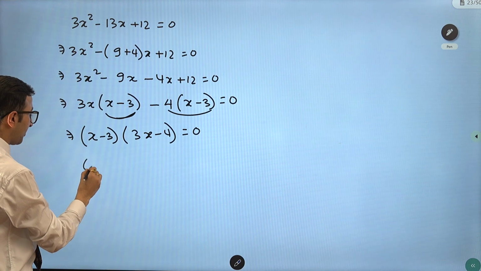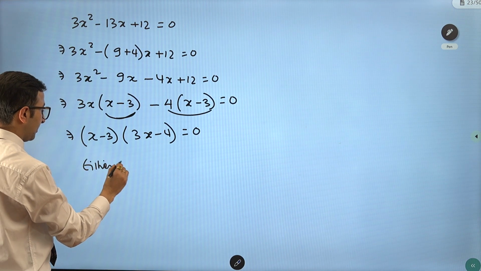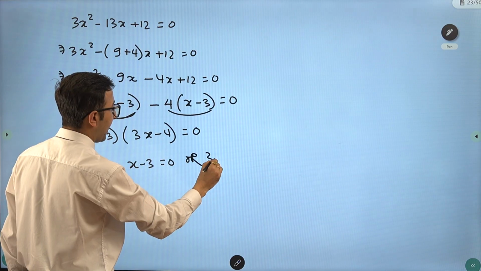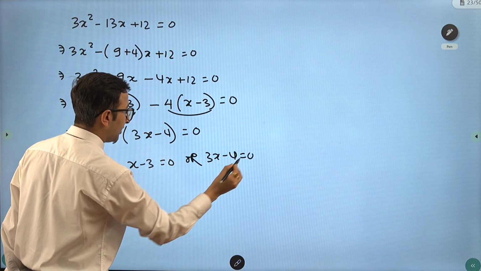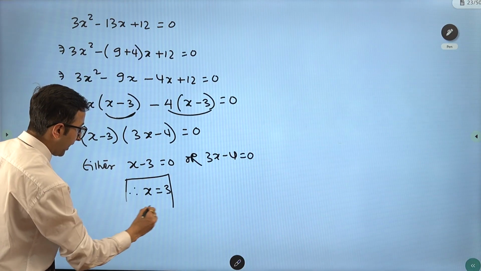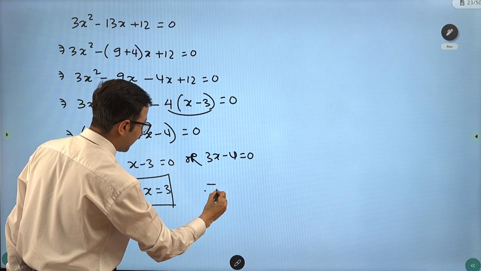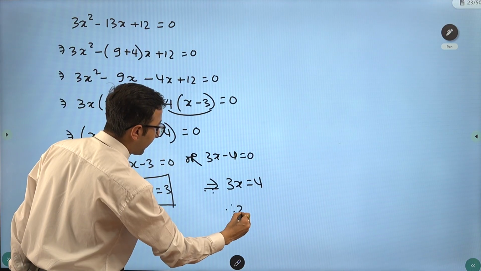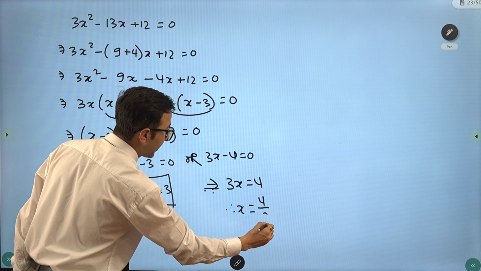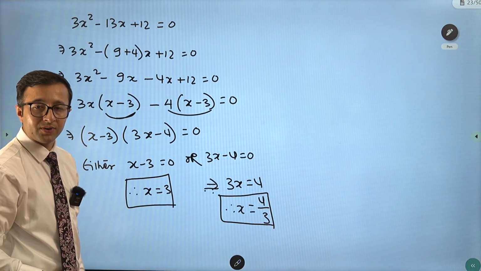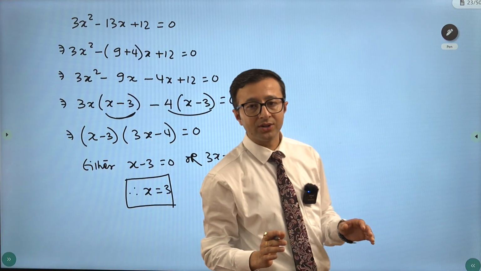If the product of two numbers is 0, then either x minus 3 is equals to 0 or 3x minus 4 is equals to 0. From here the value of x is equals to 3, and from here we can say that 3x is equals to 4. Therefore the value of x is equals to 4 divided by 3. So these are the values of x.